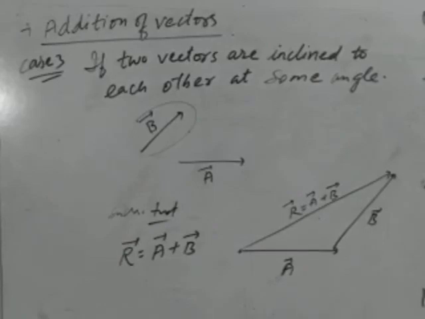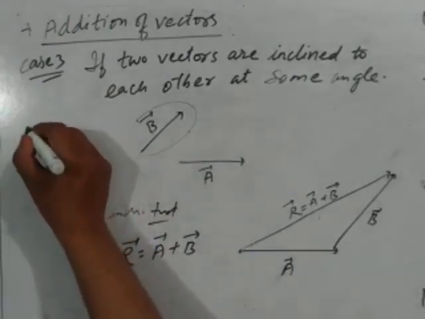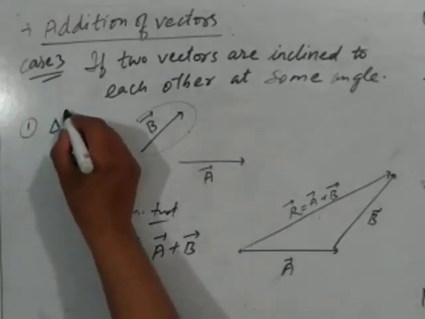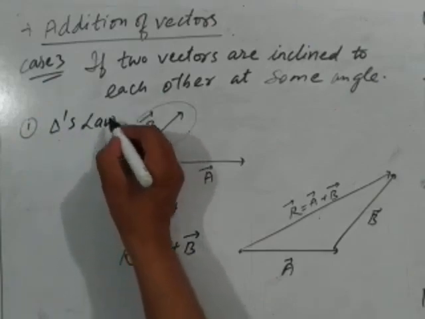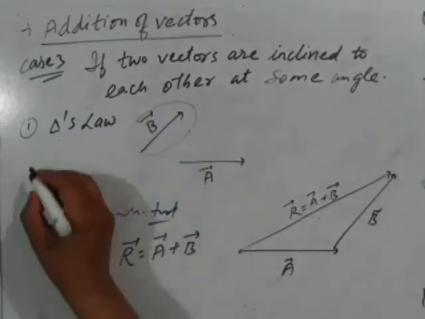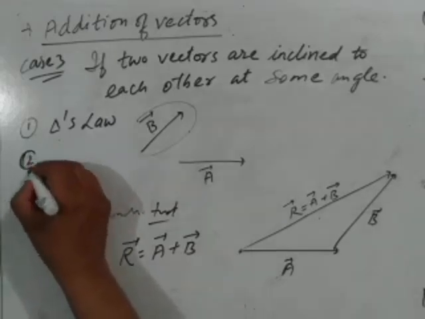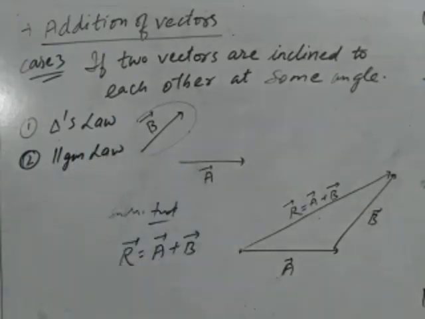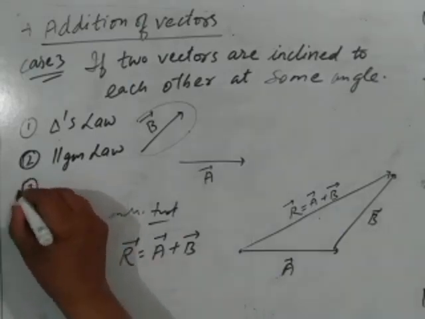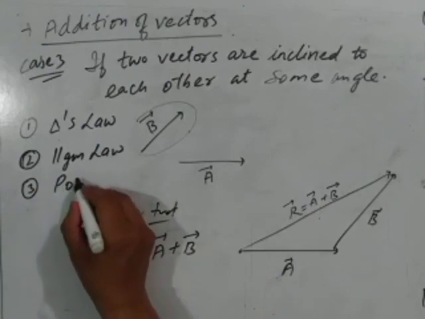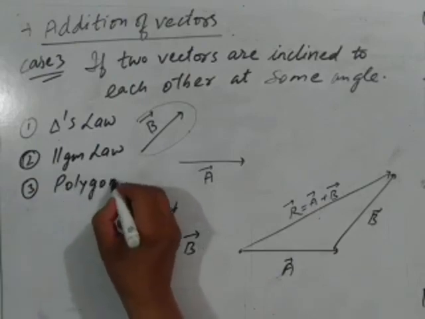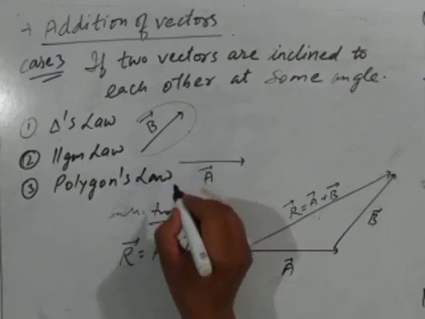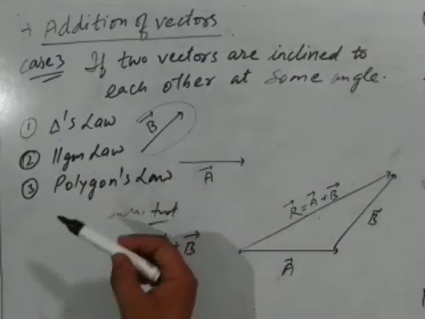Now, to add a given number of vectors, we have different methods. Number one is triangle's law of vector addition. Number two is the parallelogram's law. And number three, if there are more than two vectors, then we use polygon law. So we shall discuss one by one all these laws.